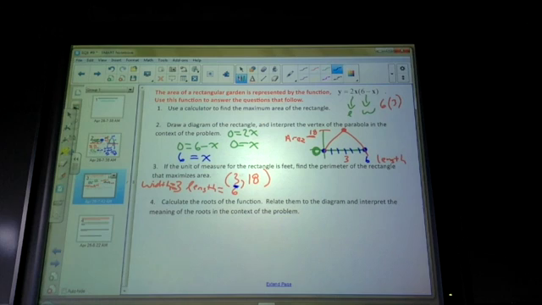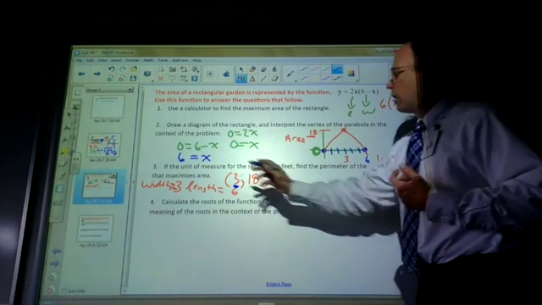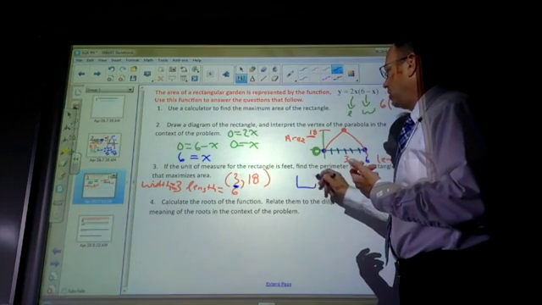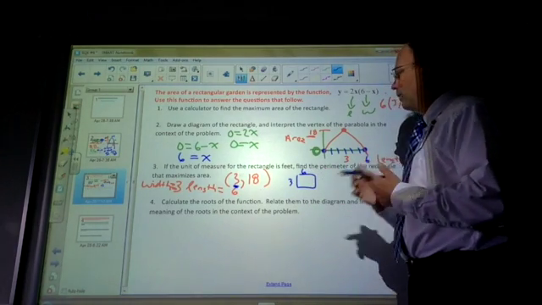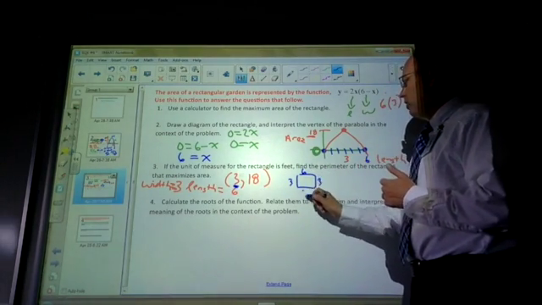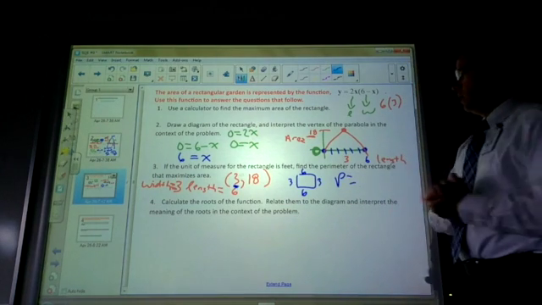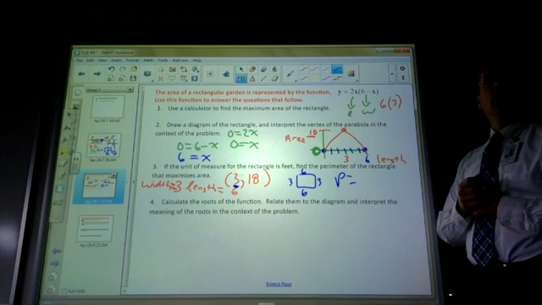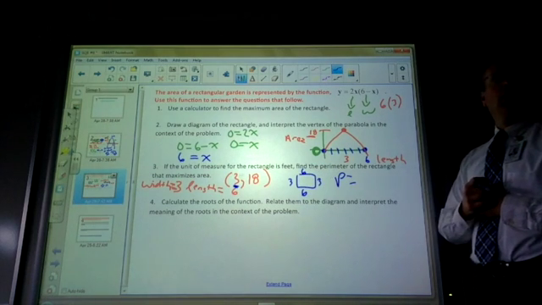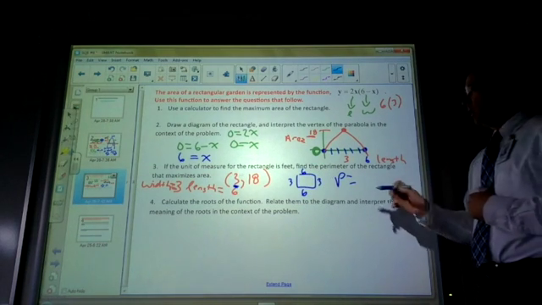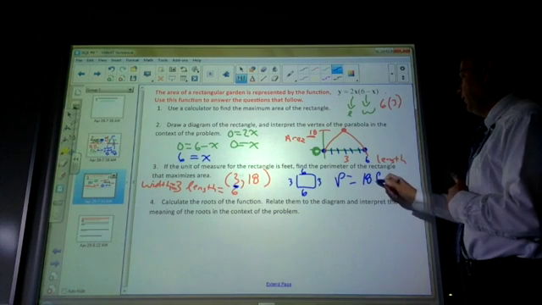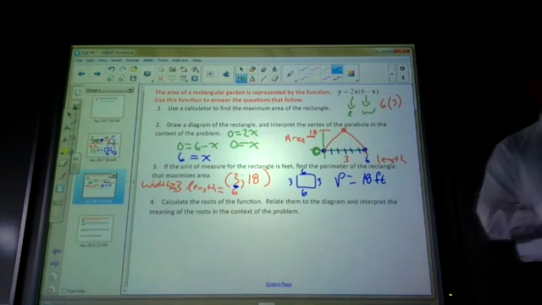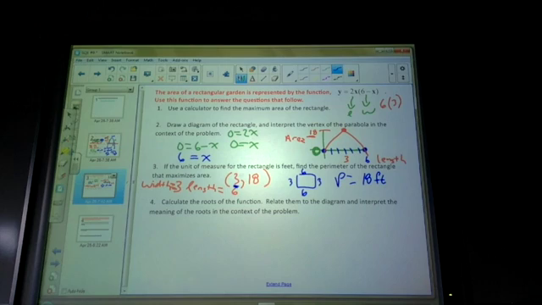If the unit of measure for the rectangle is feet, find the perimeter of the rectangle. So I have a 3 by 6 rectangle. I know that's 3 and that's 6. What's my maximum perimeter? 6 plus 3 is 9. 6 plus 3 is 9. 9 plus 9 is 18. So 18 feet will be my perimeter in this scenario. That will give us a maximum area of our garden.